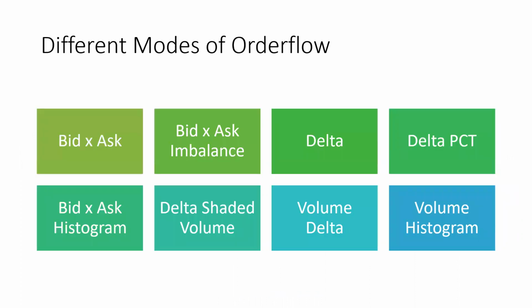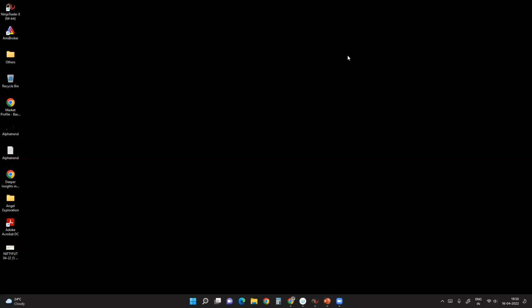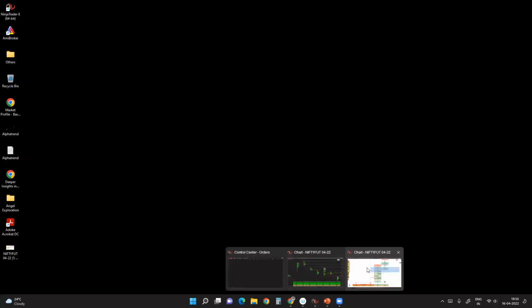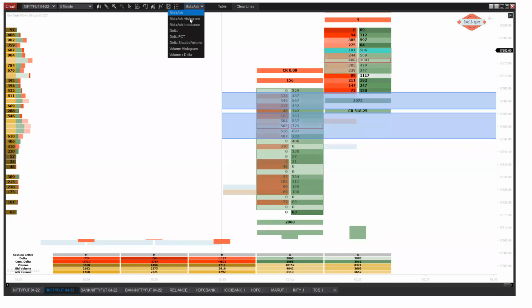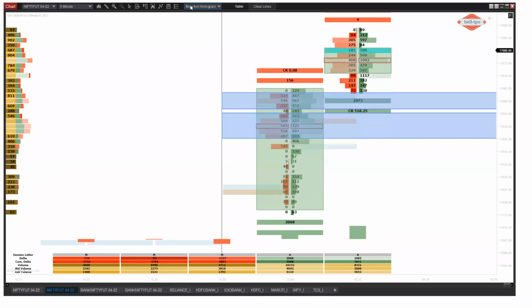So what are the different modes of order flow? If you ask me, there are a lot of modes. Typically, I prefer using the bid and ask imbalance mode. I'll also show you all types of modes. If you go to order flow, here are my order flow charts. I can use the bid and ask, or the bid and ask histogram. Bid and ask imbalance is what I prefer using.